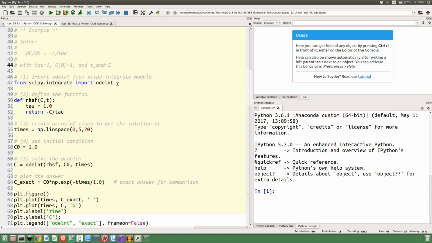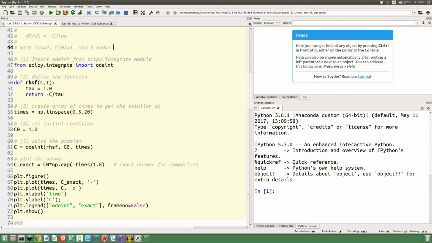So we go through our steps here. Step 1, import ODEint from scipy.integrate. The second step is to define the function. So we're going to define the right-hand side function, c comma t. We define tau to be 1, and then we just return minus c over tau, which is exactly the right-hand side function. Step 3, we create an array of times that we want to get the solution at. Here we'll create times between 0 and 5, and we're going to create 20 time points.